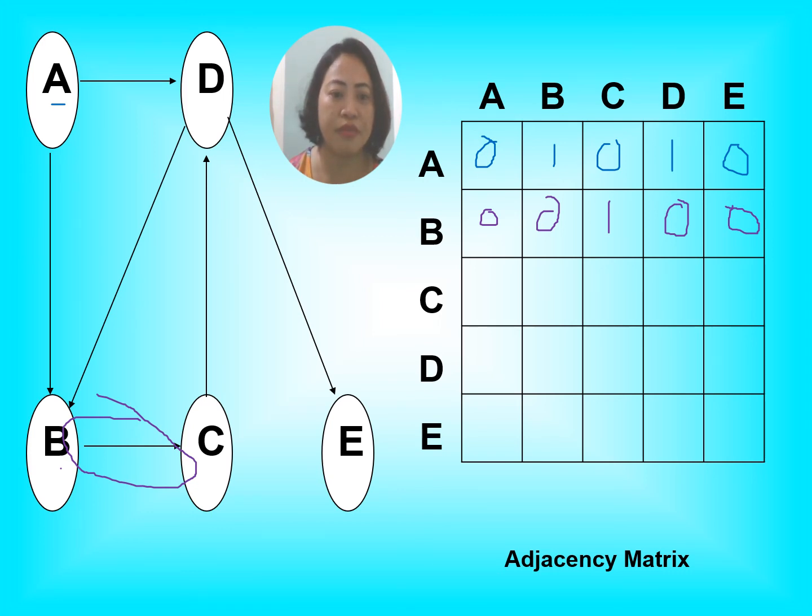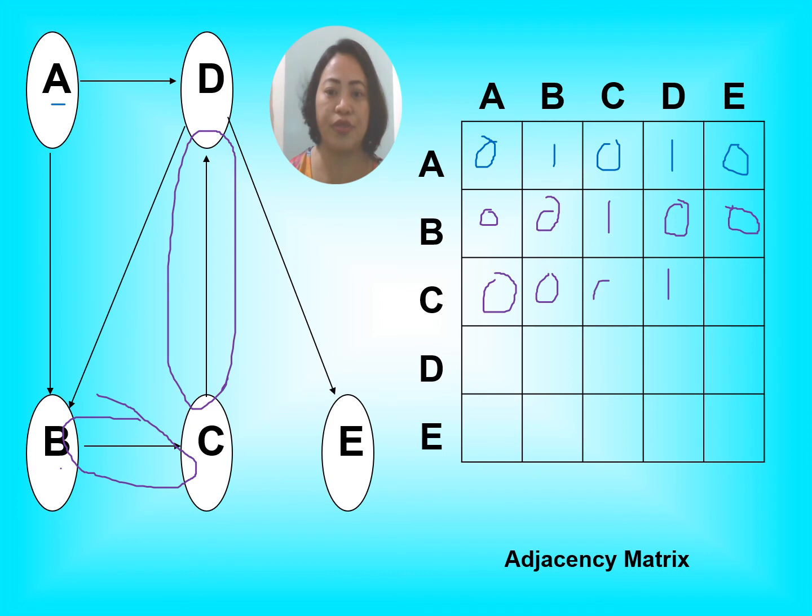While from C, it has an edge going towards D. So D. And the rest are zeros.